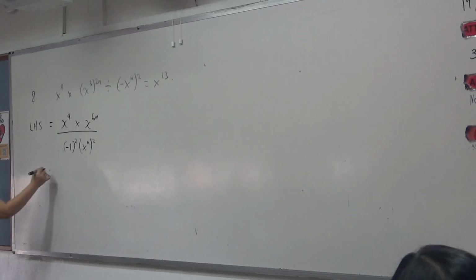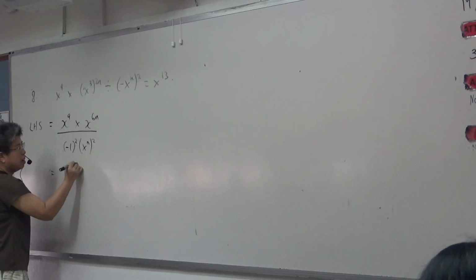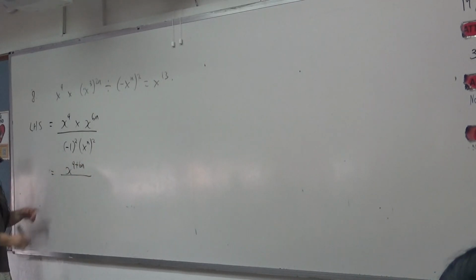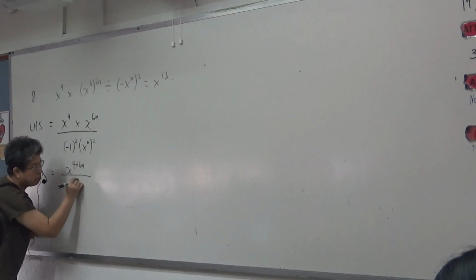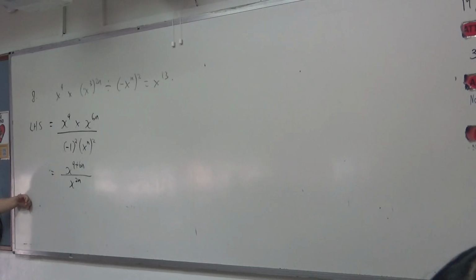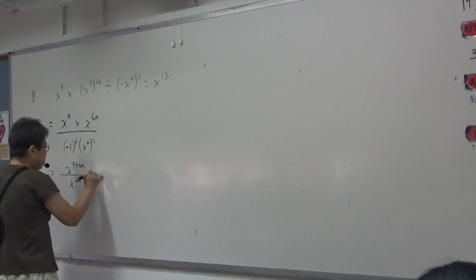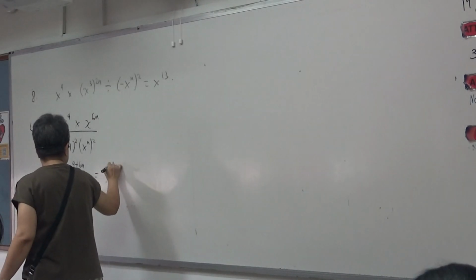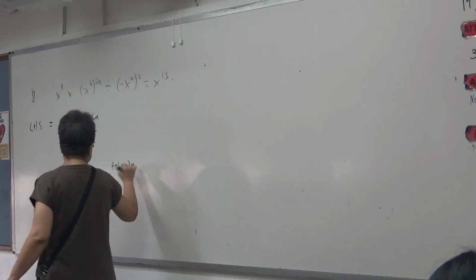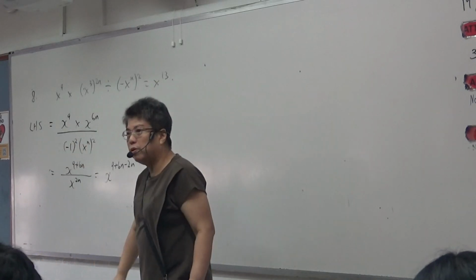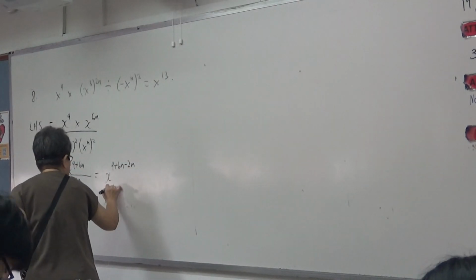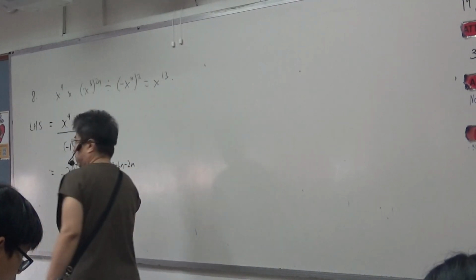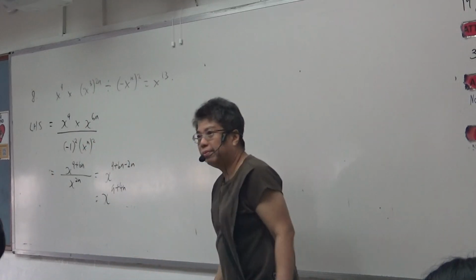Now, so what does this mean? x^(9 plus 6n) over... Now, do you agree this will become positive? So become what? x^2n, right? Correct? Now, if I use the rule, this will become x^(9 plus 6n minus 2n), correct? Because when you divide, you minus, right? So this one becomes what? x^(9 plus 4n). Do you get this?